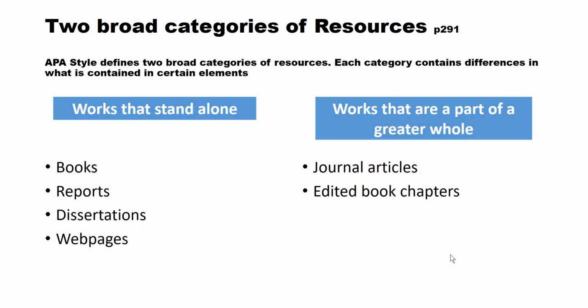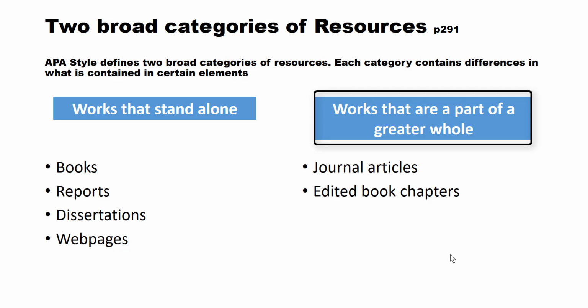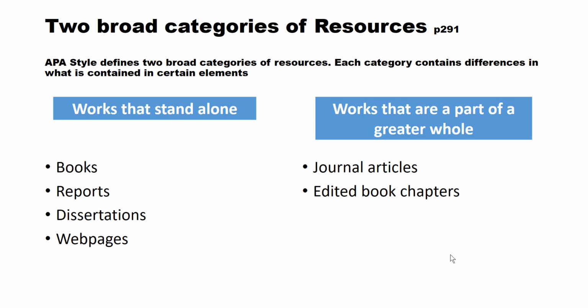The APA citation style has 2 broad categories of resources for citation purposes that are useful to know about. There are works that stand alone. These are works that are not part of anything larger, and under this definition we have books, reports, dissertations, and web pages. Then the other category is works that are part of a greater whole. These are works that do not stand alone. They are part of something bigger. For example, a journal article is part of a specific journal and so does not stand alone.